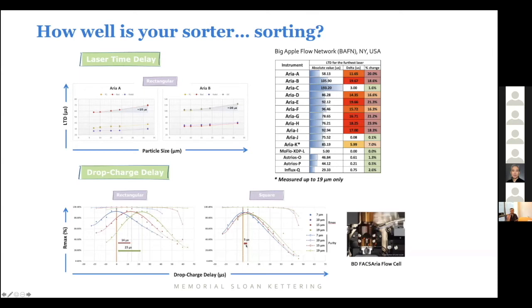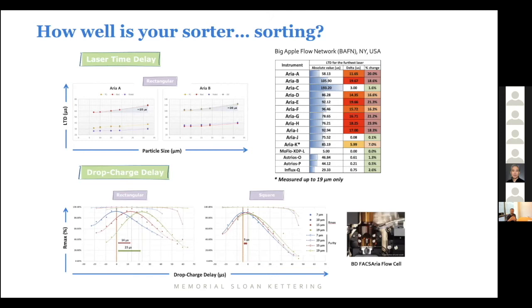Maybe a slight difference, but that's expected across every person, every day that you determine, there's always some slight error there, right? But the point here is that when we looked at the flow cells, we saw that the square cuvette was actually performing very well versus the rectangular.